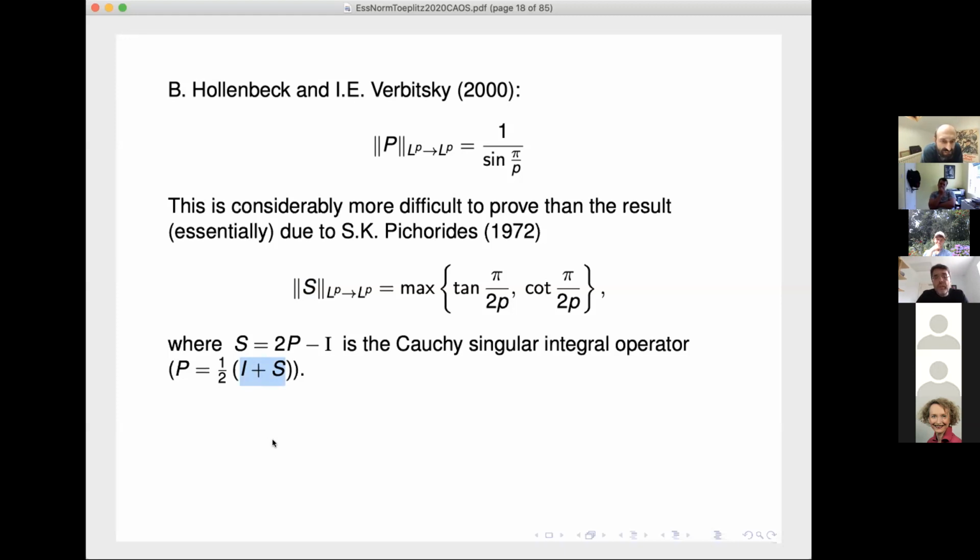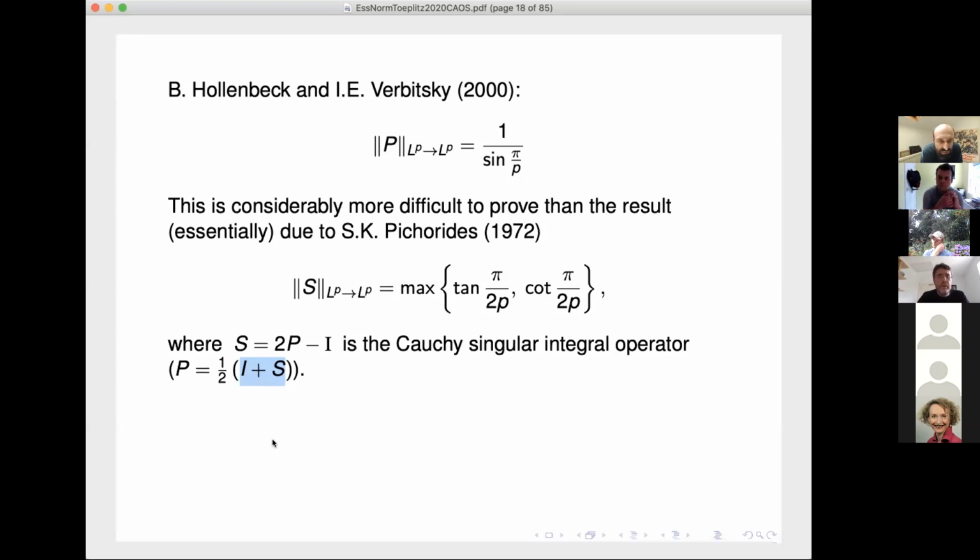The result of Pichorides is not a simple proof, but this is something of the level you can find in Zygmund's Trigonometric Series. Now, the 2000 result is just a very, very complicated proof. I think this is one of the first proofs involving Bellman function techniques, etc.